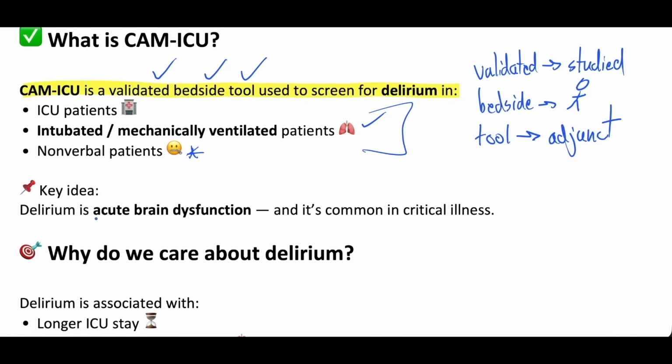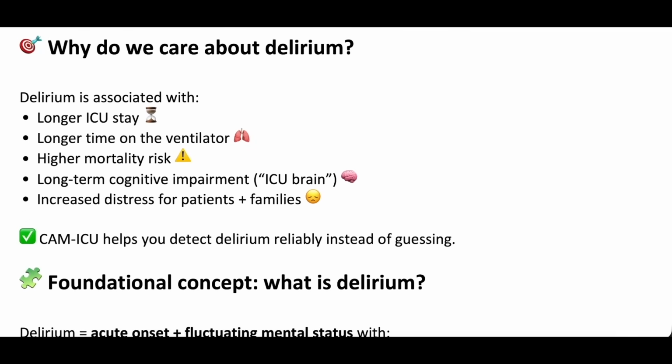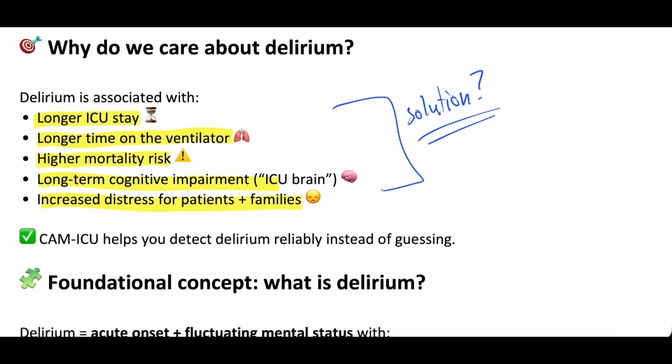So the key idea here is delirium is acute brain dysfunction, and it's very common in critical illness. And we care about delirium because it's associated with a lot of really tough things. It's associated with longer ICU length of stay, longer time on the ventilator, higher mortality risk, long-term cognitive impairment, increased distress for patients and families. And the reality here is we don't have a good solution for it. Right? There's been lots of trials on things, and we don't have a great way to fix it. So CAM ICU helps you detect delirium reliably instead of just guessing. And if we can detect it, then we can start to approach it with some of the things we know can potentially be helpful.